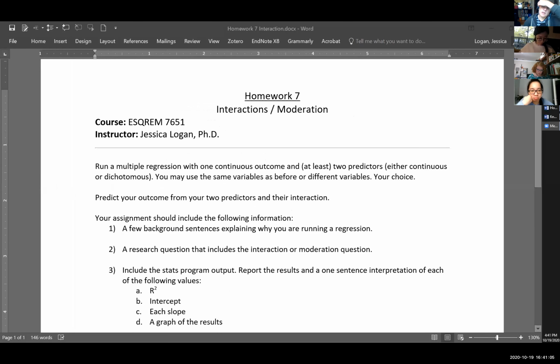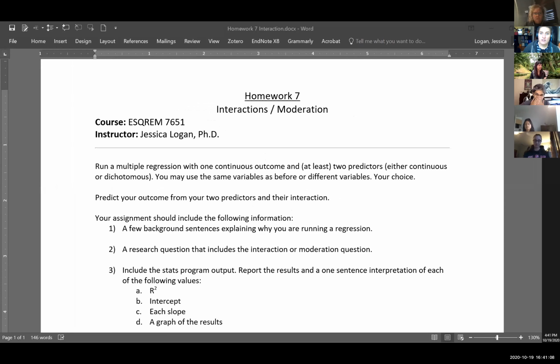Okay, here we go. Your interactions assignment will be one continuous outcome and at least 2 predictors. They can both be continuous, or you can have 2 dichotomous, or you can have one of each. You can have more predictors than that if you want to, but 2 is required. You can use the same variables you have before, or you can use different variables. That is your choice. You need to predict your outcome from your 2 predictors and their interaction.